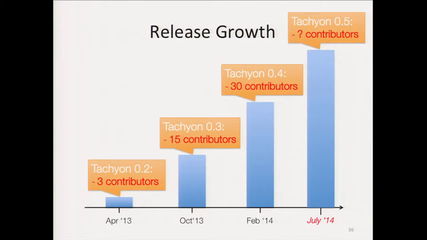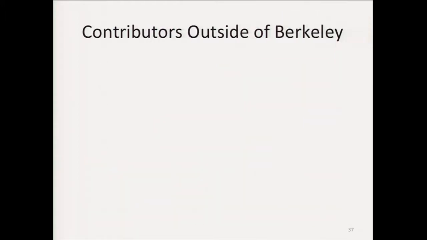Next month, we'll have the 0.5 release. We haven't counted the number of contributors yet, but it should be more. The other cool thing is that most of these contributors actually come from outside of Berkeley. We counted, and more than 75% of the contributors are from outside.